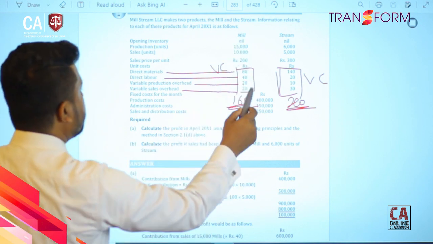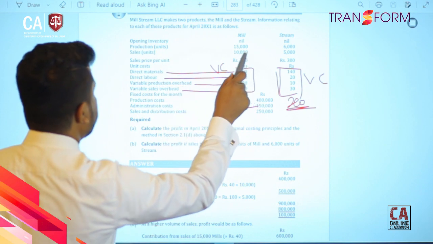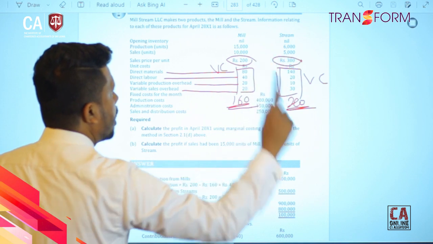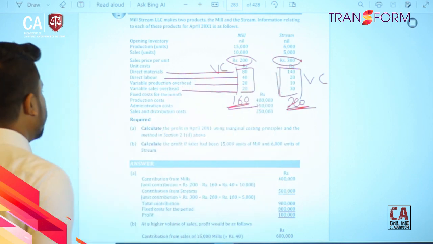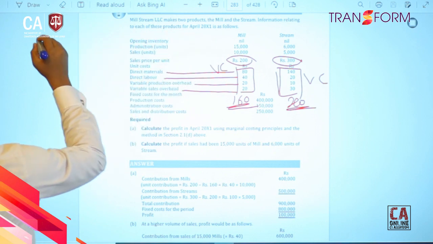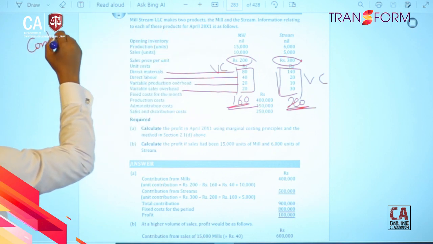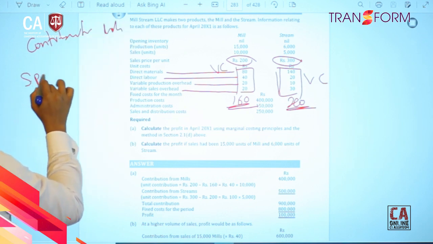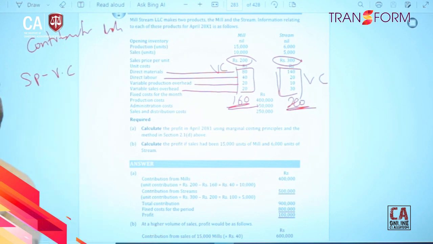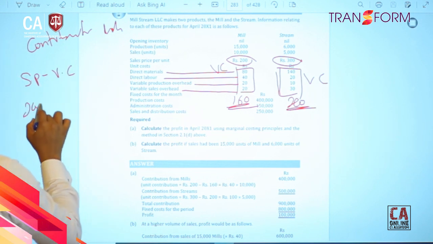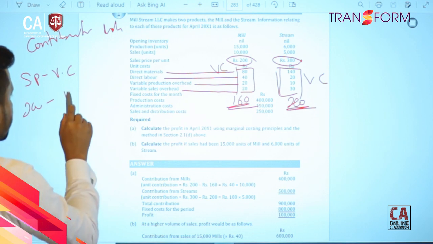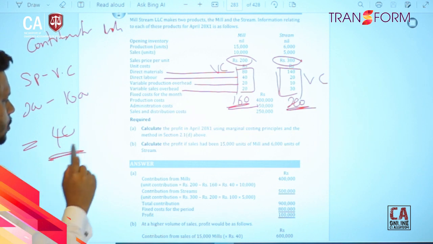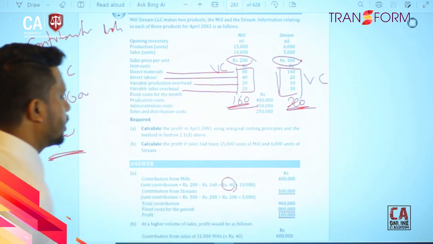So your selling price is 200 for mill and 300 for steam. If you want to calculate the contribution for mill, what you can do is selling price minus variable cost. Selling price is 200 minus variable cost 160. Contribution equals 40. Yes, that is the amount we calculated here.